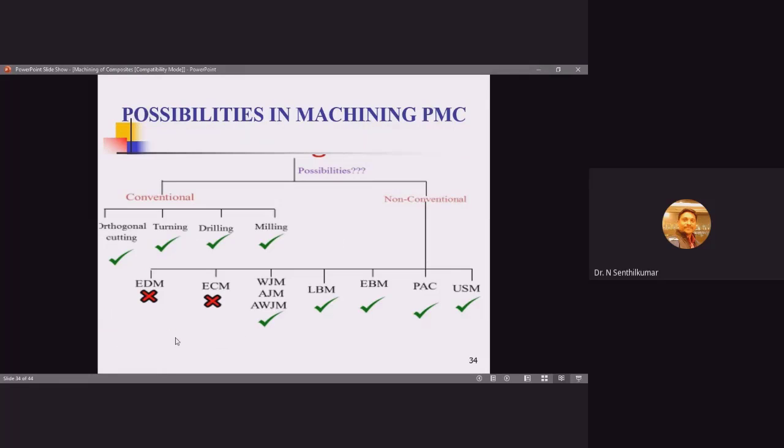Then possibilities in machining polymer matrix composites. Conventional, we can go with anything, but in unconventional, we can go with water jet machining, abrasive jet machining, abrasive water jet machining, then laser beam machining, electron beam machining, plasma arc, and ultrasonic machining. These are the processes that can be used. We cannot go with EDM or ECM because it requires, what is the basic thing that is needed for EDM and ECM? Conductivity, sir. Conductivity. The polymers are non-conductive in nature, so we cannot use EDM because some positive or negative poles have to be considered as workpieces.